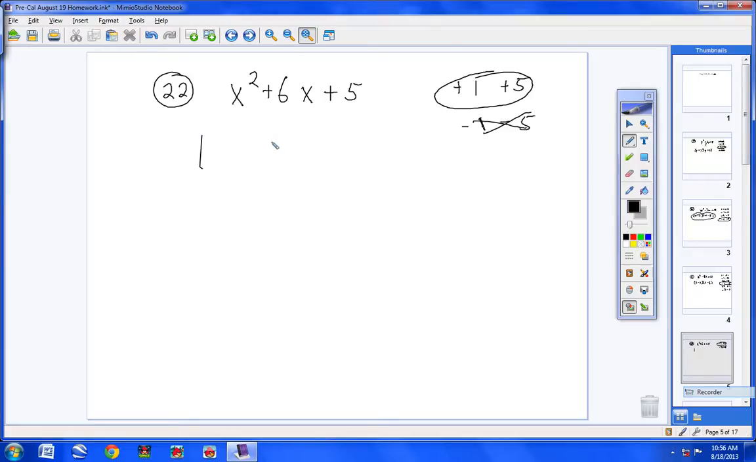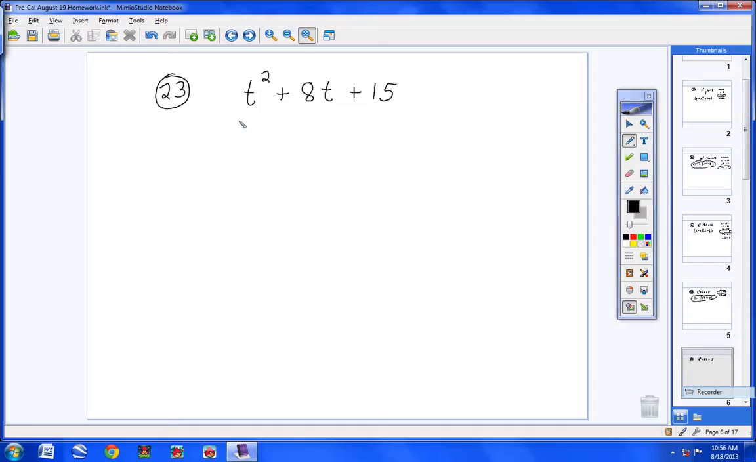So let's go ahead and put our two parentheses. What goes in my first place of each parentheses? Well, I look at my first term, x squared. So I'm going to put an x and an x. Now I look at my last term, which is a 5. I know I'm going to put a positive 1 and a positive 5. And I got that from these two numbers right here. And there we did it. Moving on to 23. Cooking right along.